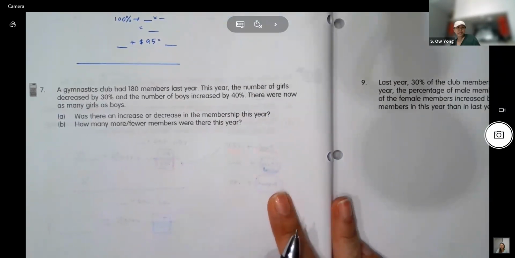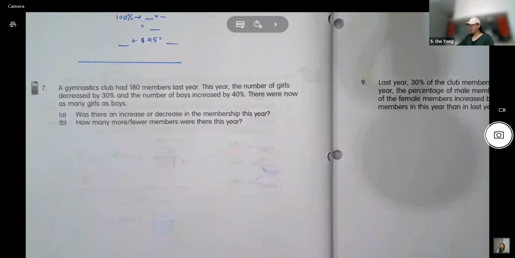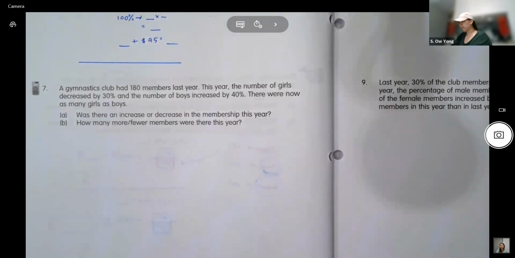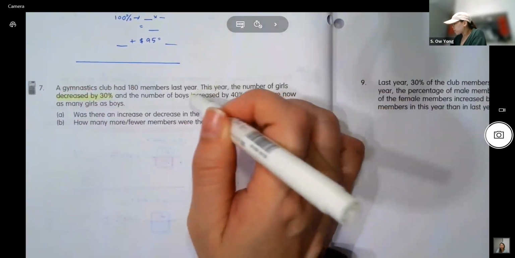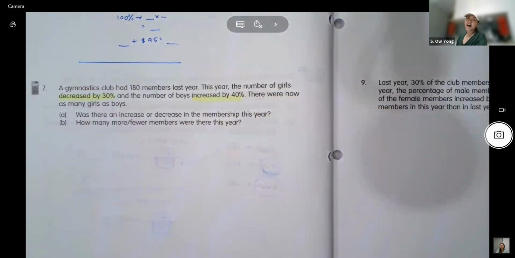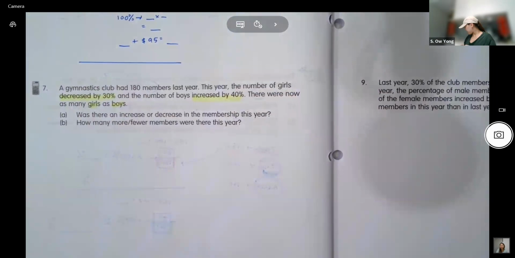A gymnastic club had 180 members last year. This year, the number of girls decreased by 30%, and the number of boys increased by 40%. There are now as many girls as boys. Is there an increase or decrease? So they ask you, is there an increase or decrease?